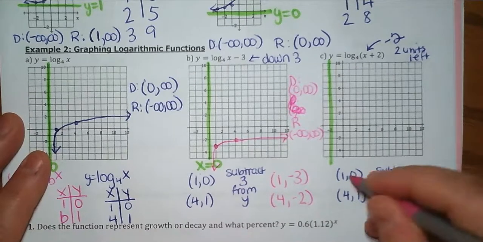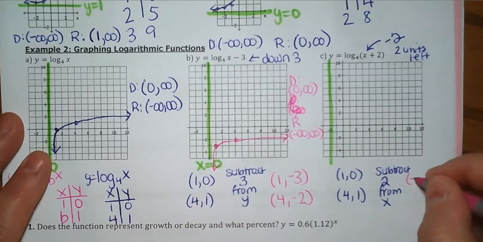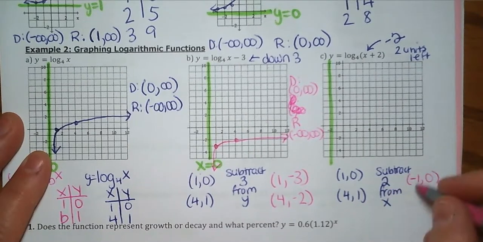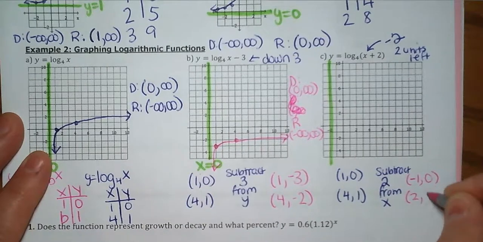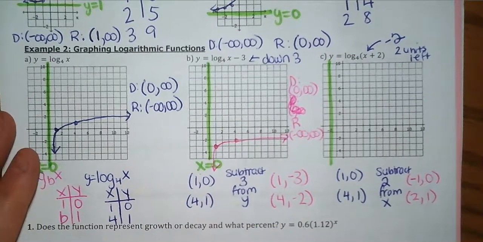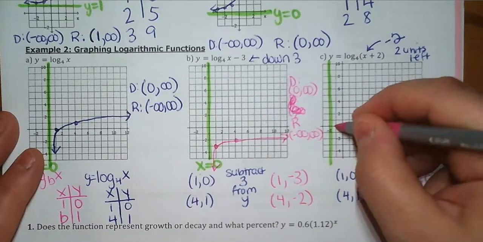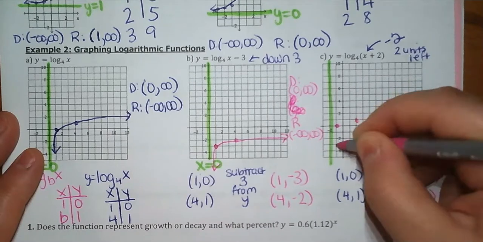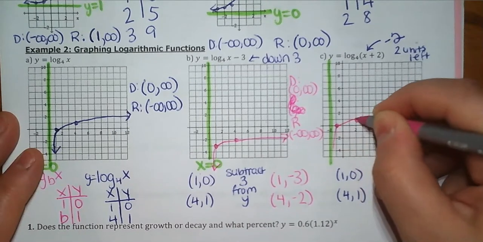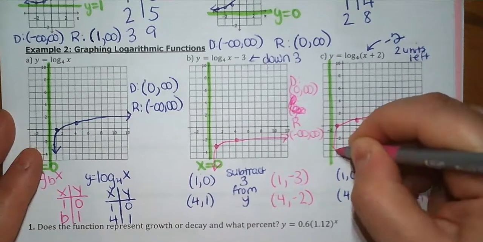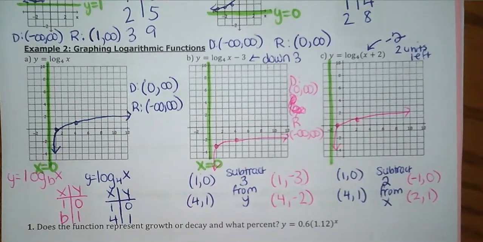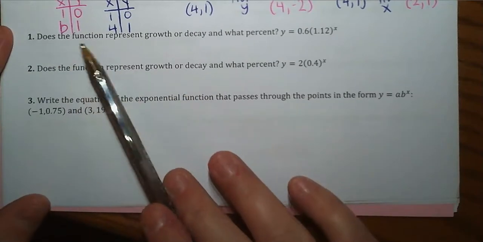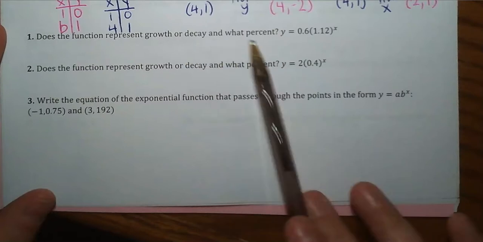That 1, 0 is going to become -1, 0. I'm subtracting 2 from the x coordinate. And that 4, 1 is going to become 2, 1. The y coordinates will stay the same. So -1, 0 would be right here. 2, 1 would be right here. And we're taking that original graph that we did in part A and just shifting it over 2 units to the left. All right. So the next question, does the function represent growth or decay in what percent?